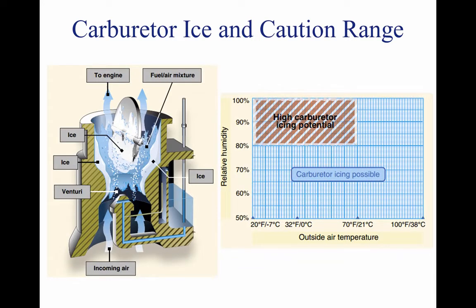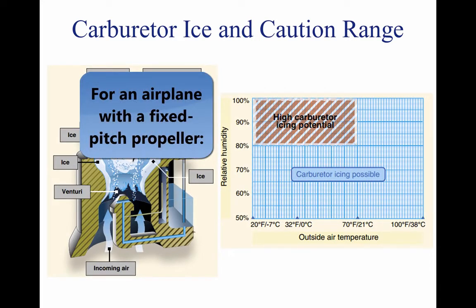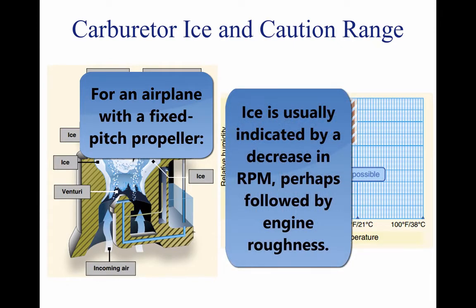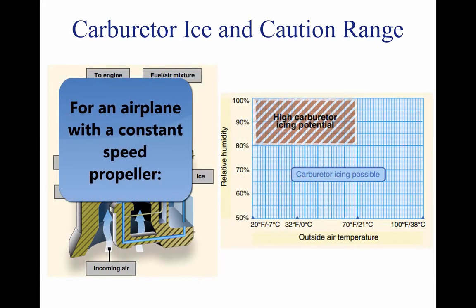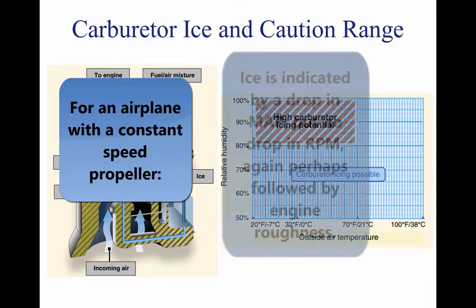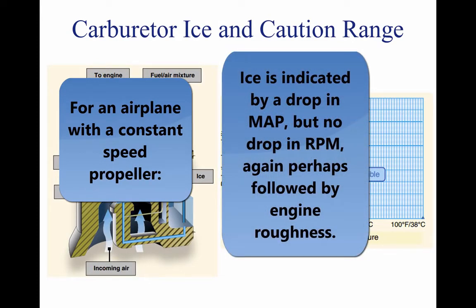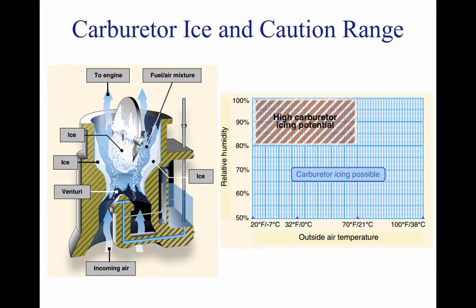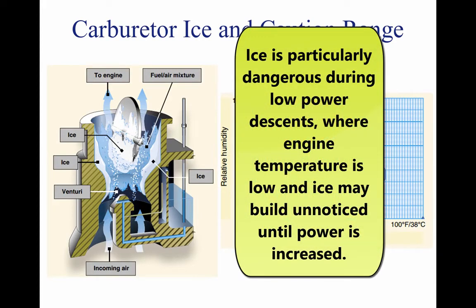The first indication of carburetor icing in an aircraft with a fixed-pitch propeller is a decrease in engine RPM, which may be followed by engine roughness. In an aircraft with a constant-speed propeller, carburetor icing is usually indicated by a decrease in manifold pressure, but no reduction in RPM. Propeller pitch is automatically adjusted to compensate for loss of power. Thus, a constant RPM is maintained. Although carburetor ice can occur during any phase of flight, it is particularly dangerous when using reduced power during a descent. Under certain conditions, carburetor ice could build unnoticed until power is added.